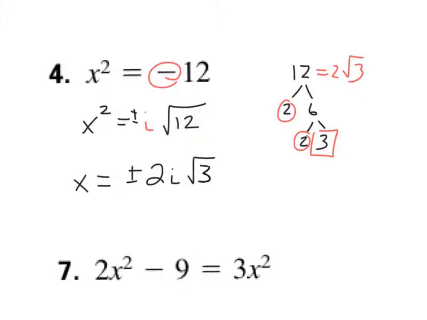Just to see where things came from, the square root of a negative became the i, so that's where the i comes from. When I'm taking the square root of 12, I'm factoring it and finding any pairs. The pair of 2's comes out as a 2. Another way to look at it is the square root of 4 times 3, which is 2 radical 3. So the square root of 4 is 2, and the square root of 3 stays the square root of 3.